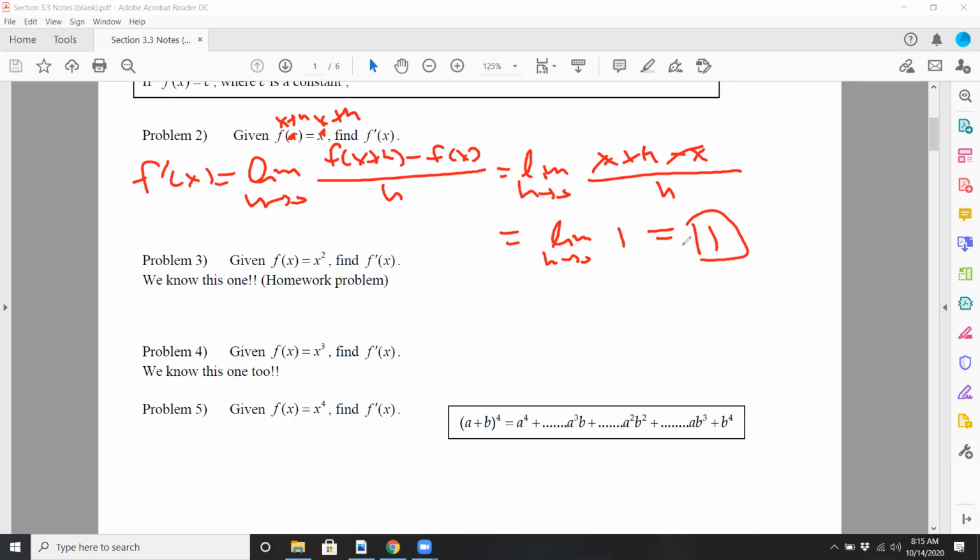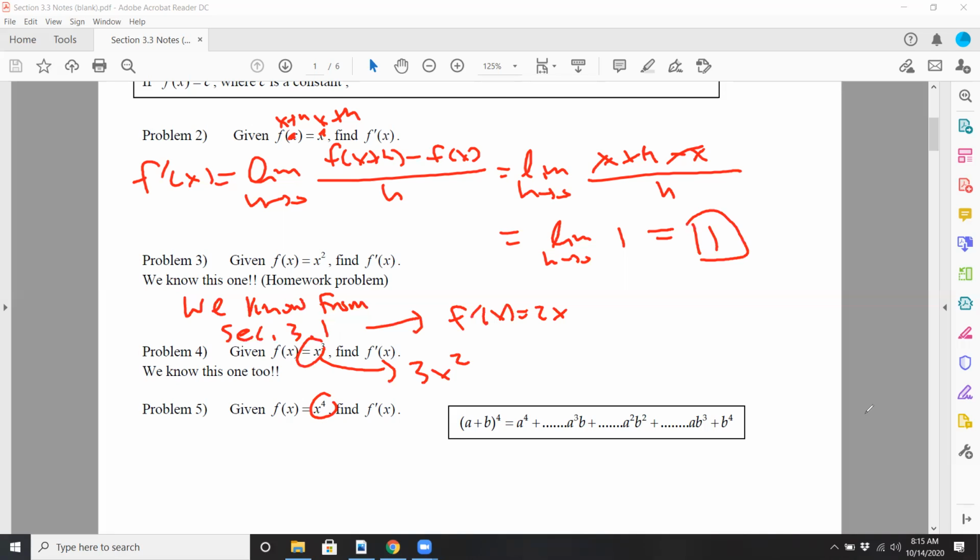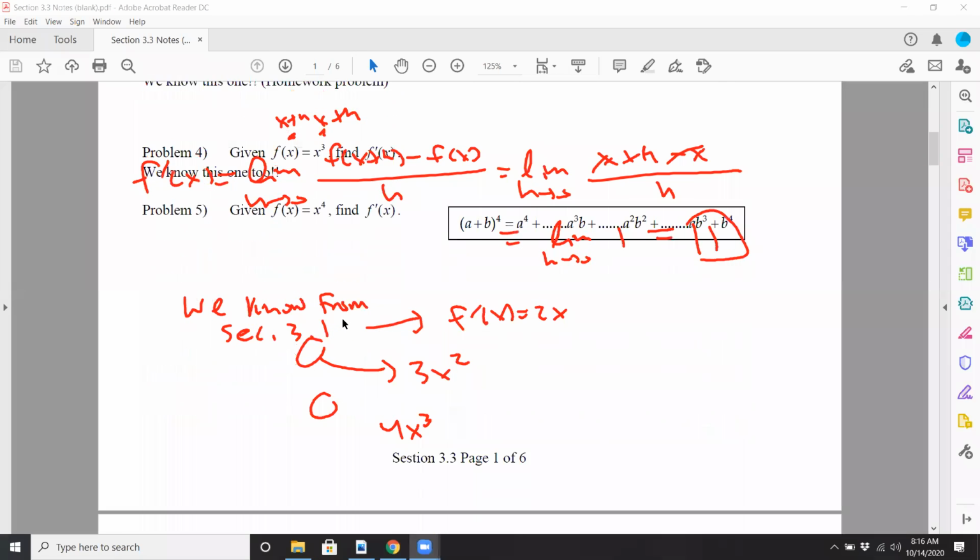Let's try this again. But here, actually, we don't need to go through the limit definition. We already know from section 3.1 that f prime of x here is going to equal 2x. Here, we already know this also, 3x squared. Here, we can kind of gather, I mean, we'll work this out, but hopefully if we're finding a trend here, I'm probably going to expect this to be 4x cubed. Notice how x squared was 2x, x cubed was 3x squared. So if we look for patterns, probably this will be 4x cubed. Let's go ahead and prove it really quickly.